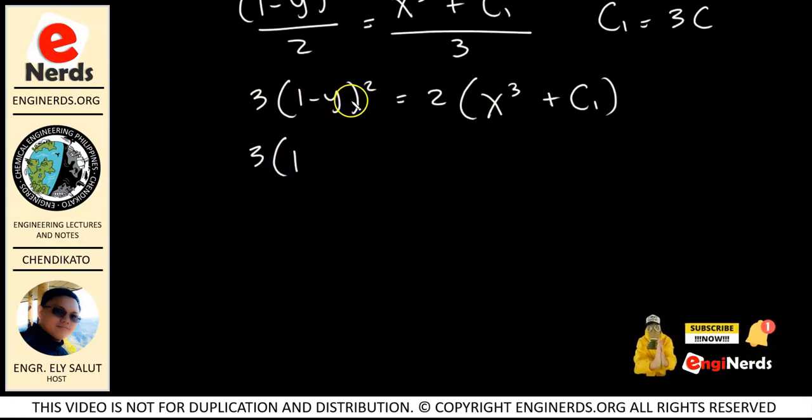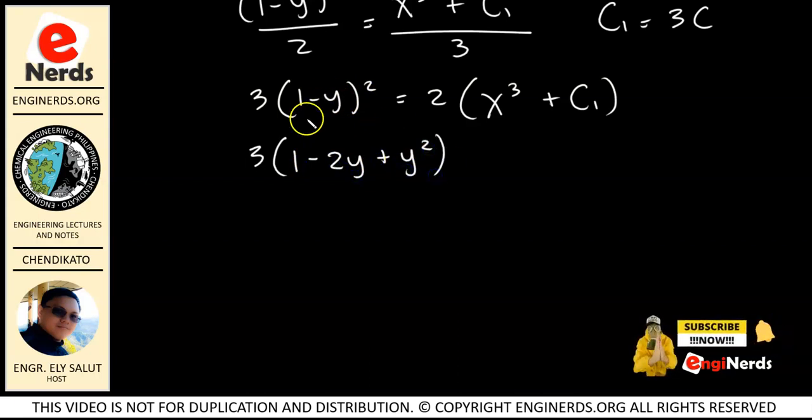Minus y plus minus y will be minus 2y. Then plus y times y will be y squared. Okay? So, in-expand lang natin itong 1 minus y squared, because this is just a binomial natin. So, this will be equal to 2x cubed plus 2c1.